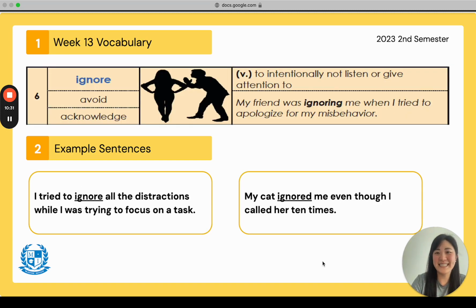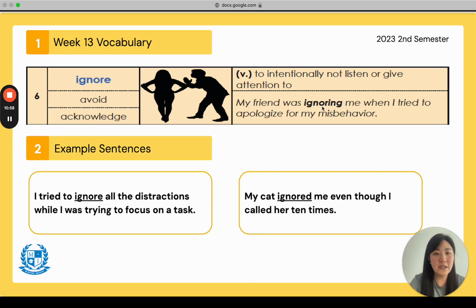Figure. Good. Ignore. Everyone say ignore. It means avoid, and the antonym is acknowledge, meaning to know and show that you are recognizing them. But ignore is a verb, and it means to intentionally, purposefully, not listen or give attention to someone. So here, looking at this woman, she is ignoring this man who keeps trying to talk to her.